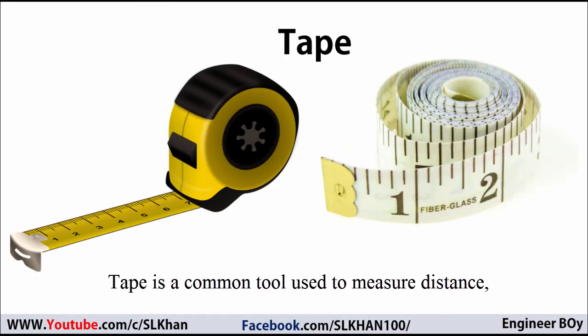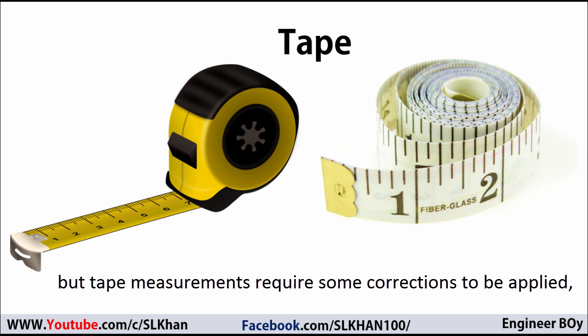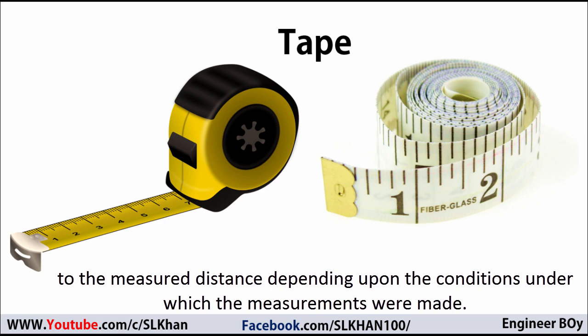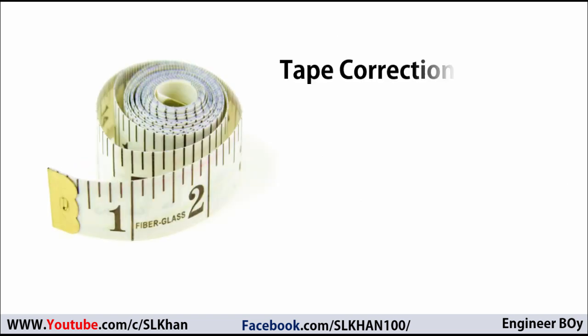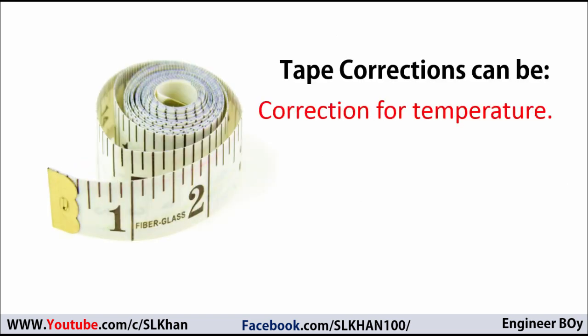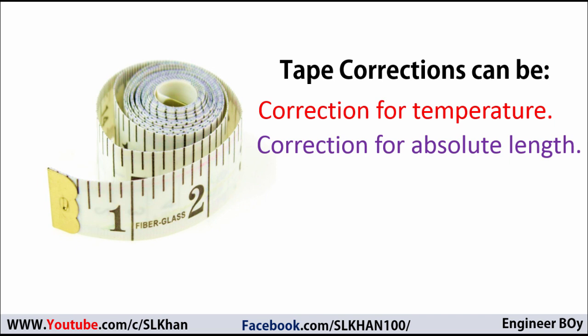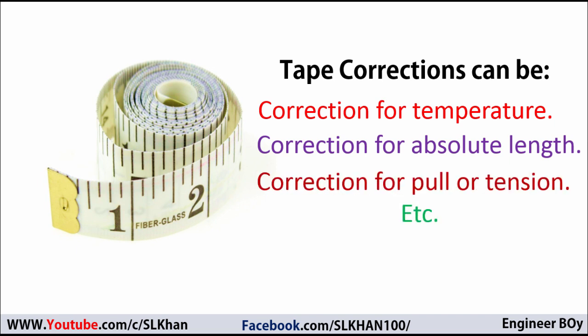A tape is a common tool used to measure distance, but tape measurements require some corrections to be applied to the measured distance depending upon the conditions under which the measurements were made. These corrections can be correction for temperature, correction for absolute length, correction for pull or tension, and so on. But in this short video, we'll talk about the tape correction for temperature.